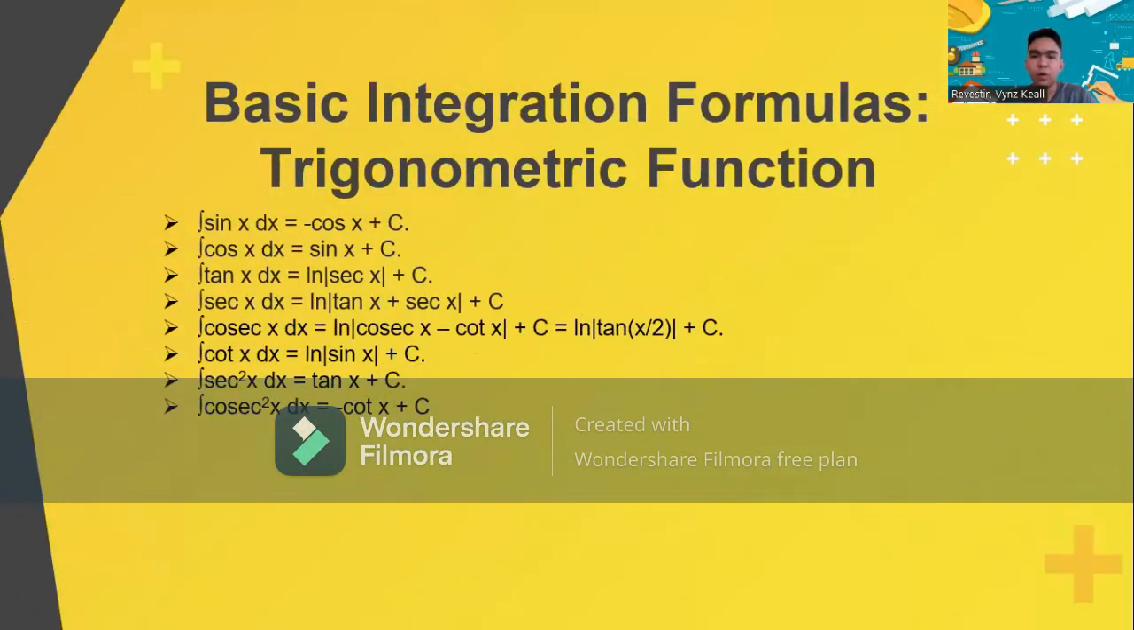Next is the basic integration formulas for trigonometric functions. If we had rules and formulas for algebraic functions, there are also rules and formulas for trigonometric functions. First is the integral of sine x dx. The integral of it is equal to negative cosine x plus c. Next is the integral of cosine x dx, which is equal to sine x plus c.